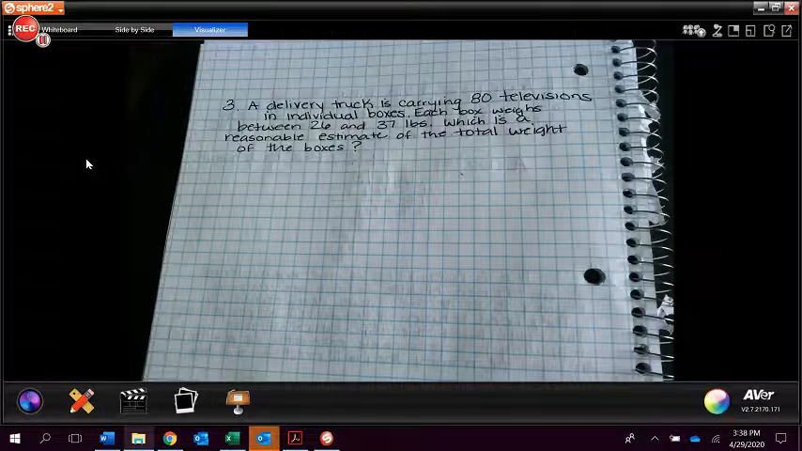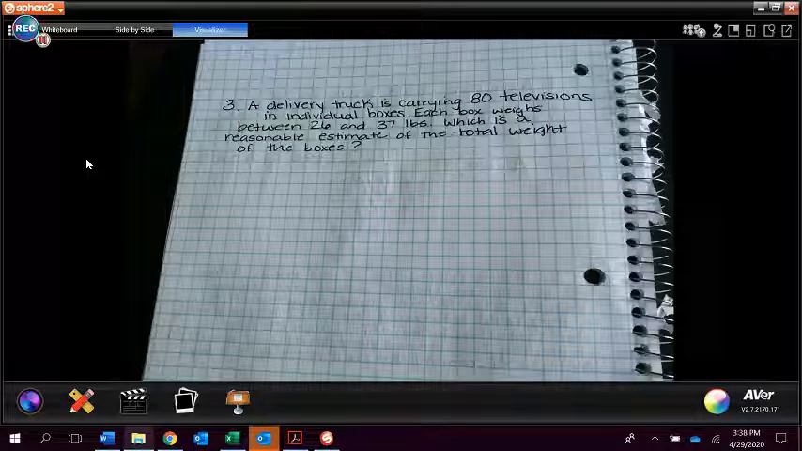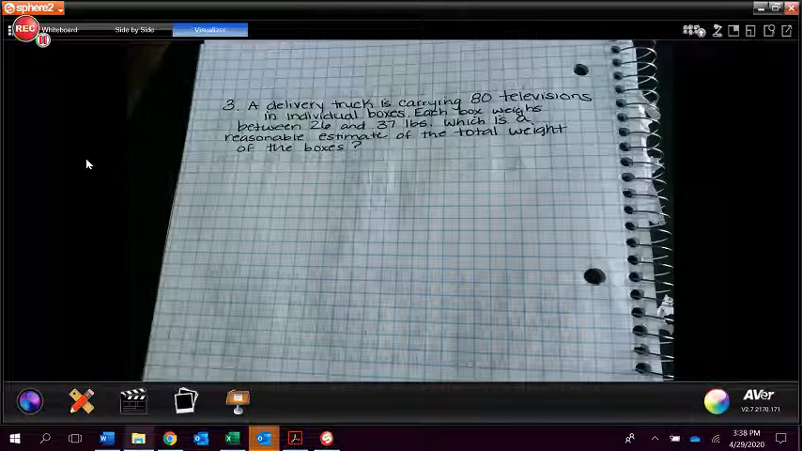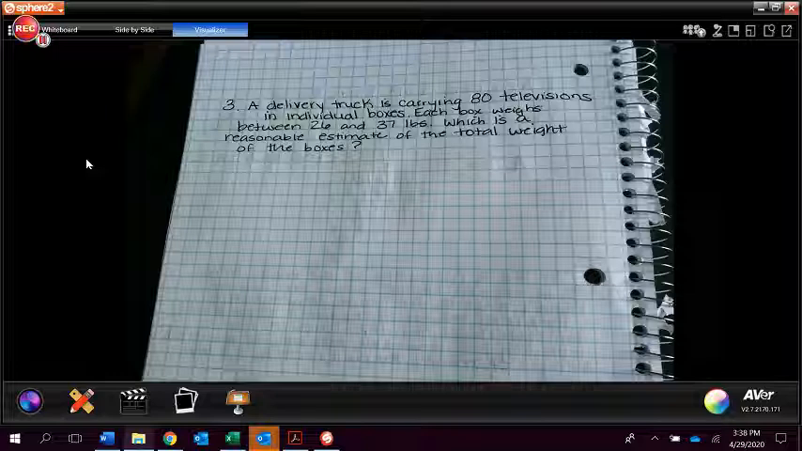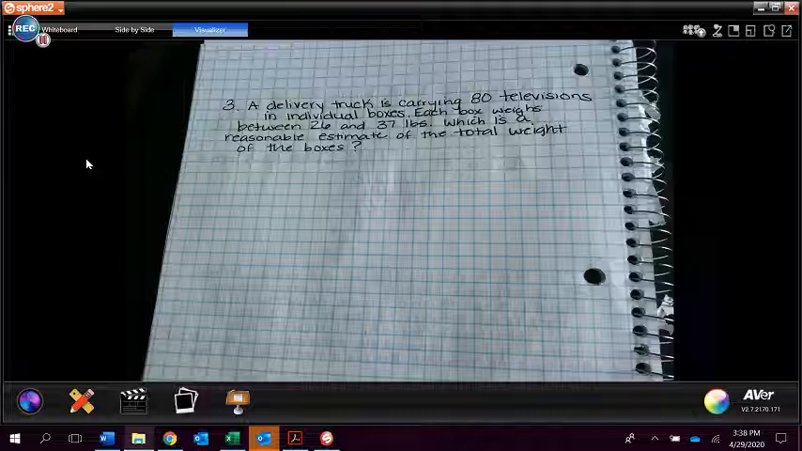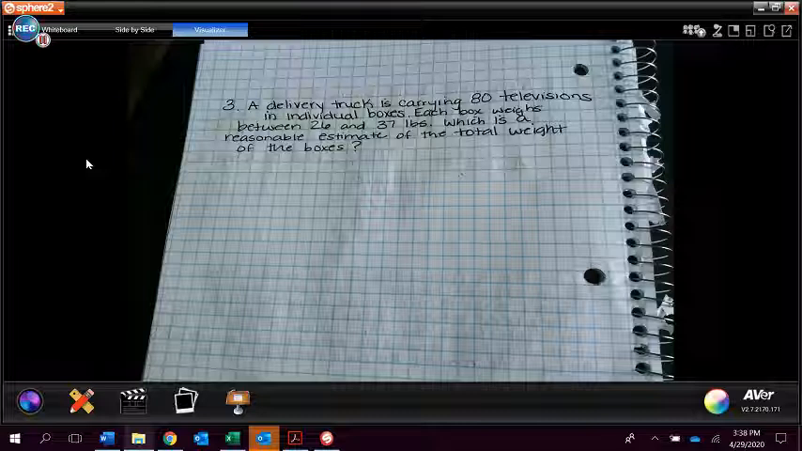All right, now that you've written down the problem, this problem, boys and girls, is kind of similar to the one we did earlier. So the delivery truck is carrying 80 television boxes. That means every television is in a box. Each box weighs between 26 and 37 pounds. It's not telling us an exact amount. It's saying it's between that. So we do not know. Then it's asking, which is a reasonable estimate. Again, we're going to estimate the total weight of the boxes.